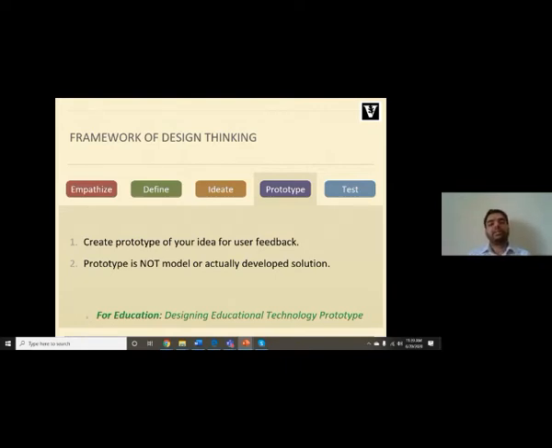So we don't need to develop the real product. We don't always need to develop the models of our product. So prototyping may be far cheaper than the actual product development or the model development. So once we have an idea, we have to implement that idea as a prototype and give that prototype to our users for the next step of testing.